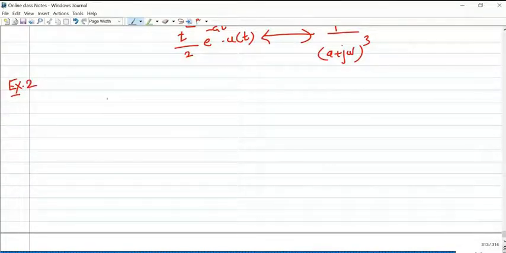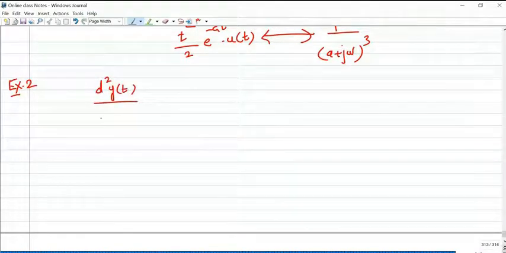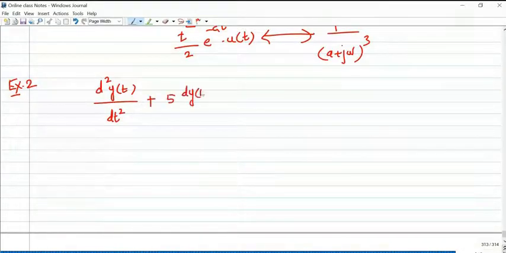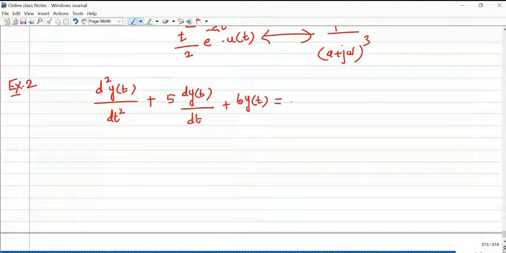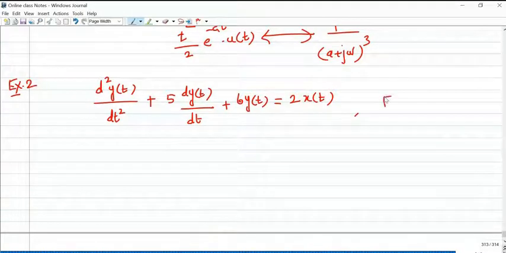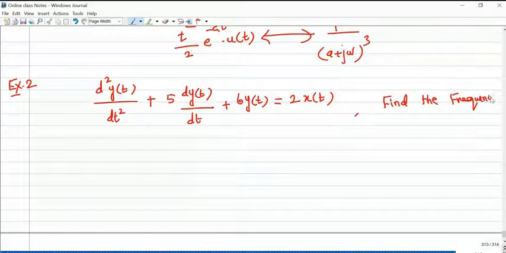Example 2. The LTI system is described by the following differential equation. Find the frequency response of the system.